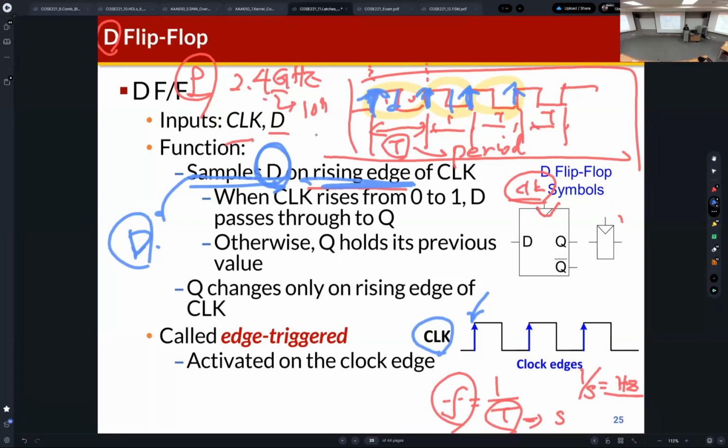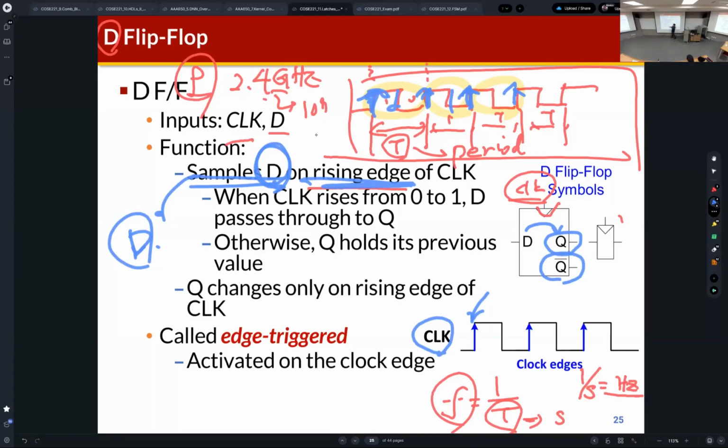So this is the D flip-flop, and this sampled data is reflected to the output of the D flip-flop. The output is Q. At the rising edge of the clock, the value of D is sampled, so it is detected and stored, and this D is reflected to the output. This is the function of the D flip-flop.